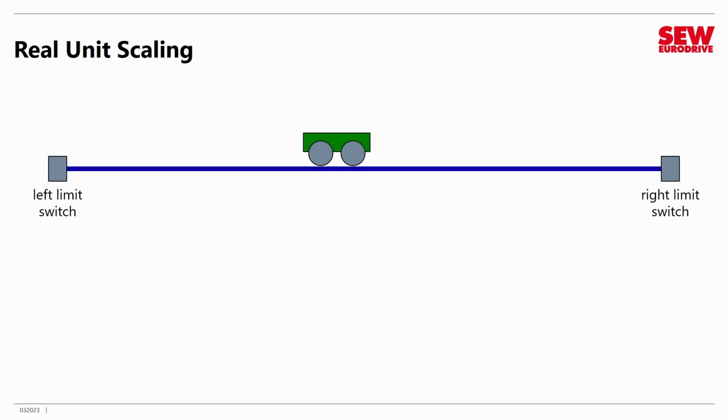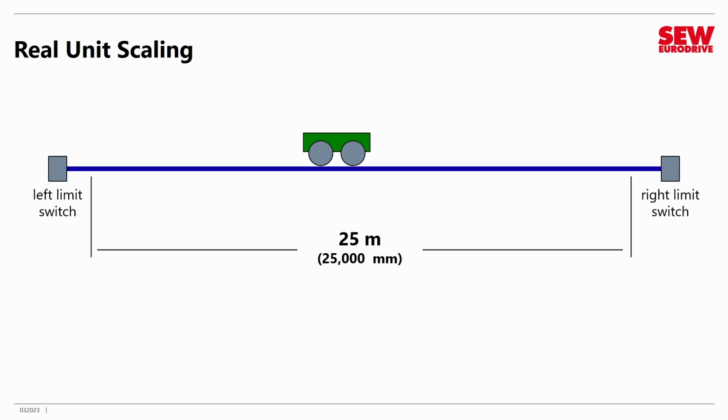So let's take our identical scenario here and now try to associate this with some real units. Let's say our travel distance is 25 meters, which is 25,000 millimeters. All right, this is a realistically sized travel distance, so we're no longer fudging with little tiny units here. We are going to be working with full-size units. This is a fairly long travel distance, like maybe something you'd have in an auto plant, and we're going to set it up so we can position to the nearest millimeter, somewhere along this distance.